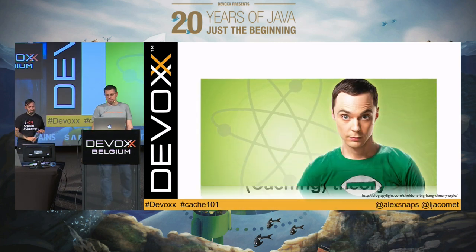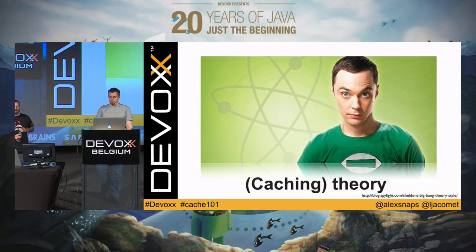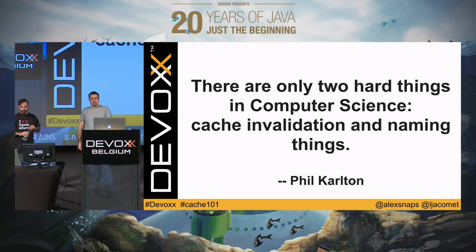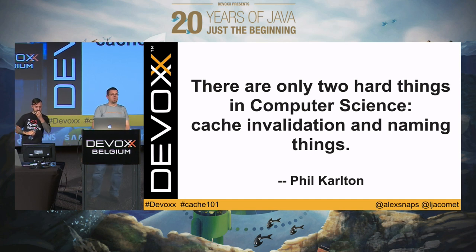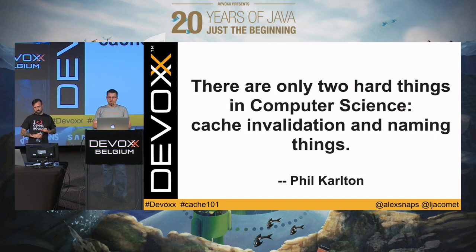So, a bit of theory, caching theory. There are only two hard things in computer science, cache invalidation and naming things. So we're really bad, so we won't tackle the second one. We'll just discuss a little bit the first one today. And of course, you've got variants on that one with off-by-one errors and stuff like that. But so clearly, caching, while a widely known solution, is a complicated one. Complex to implement, complex to get correctly, and so that's what we want to discuss.